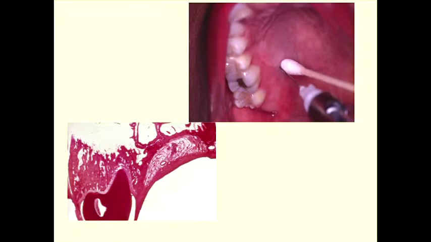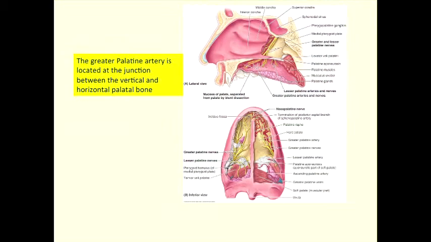When you inject your palate here, you inject in the soft area. You know why? Because you have a lot of fat and minor salivary glands, so injection is not as hurtful as it is here. But your enemy is this guy here, the greater palatine artery, waiting for you. There is the greater palatine artery.